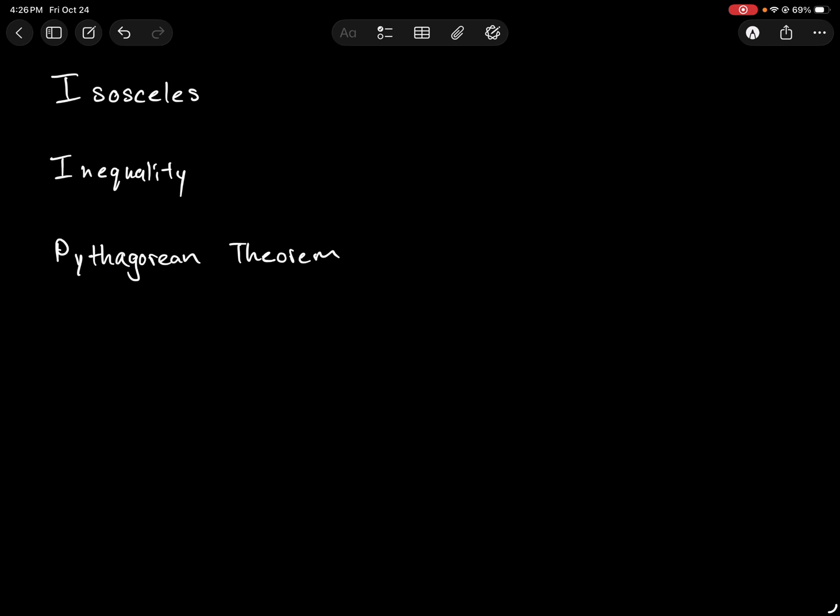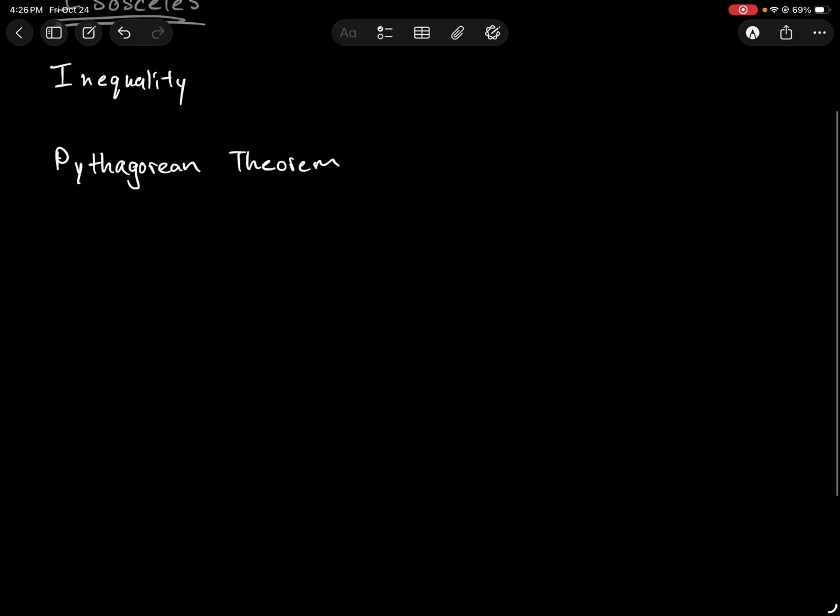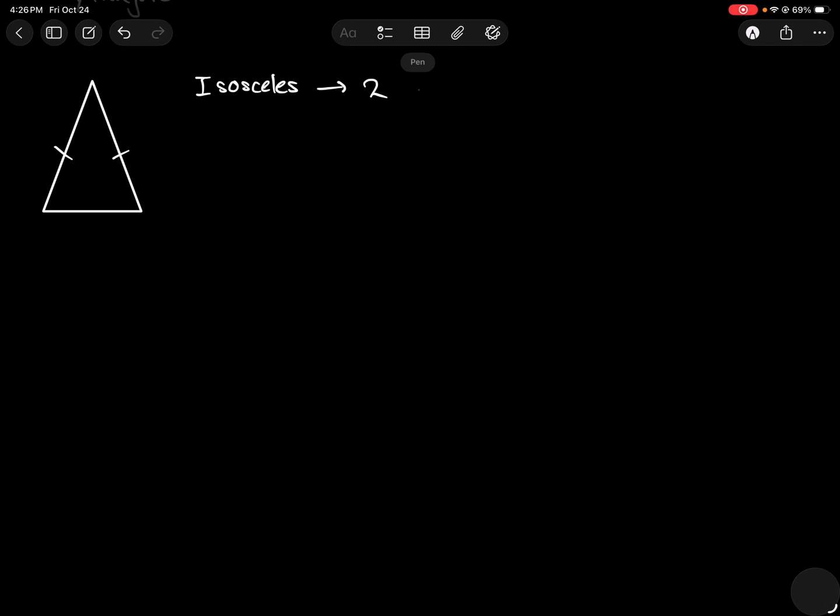Okay, so starting off with our first topic, isosceles triangles are triangles that have two equal sides. So for example, I have a triangle like this with these two sides marked as congruent. So an isosceles triangle is a triangle with two equal sides.